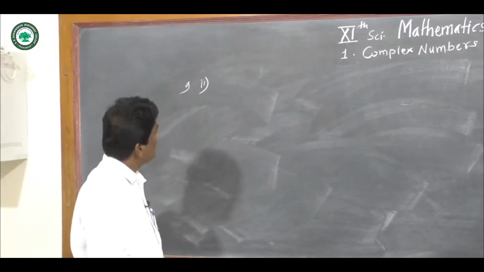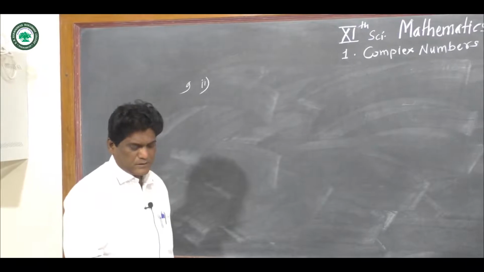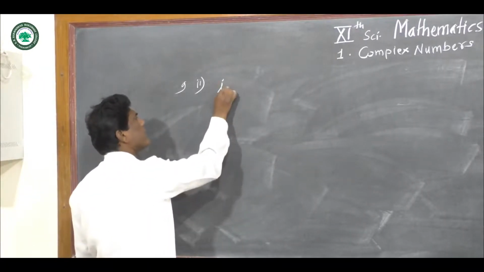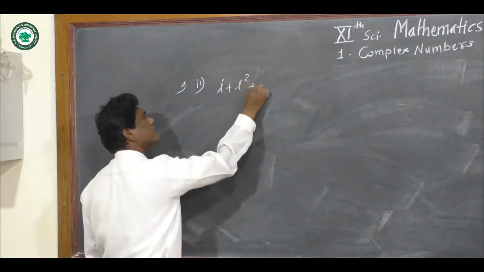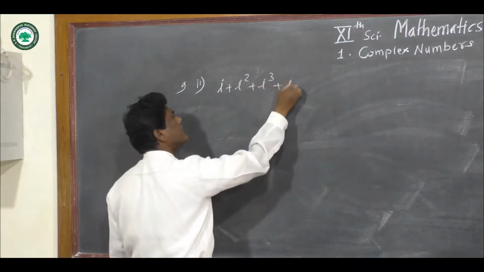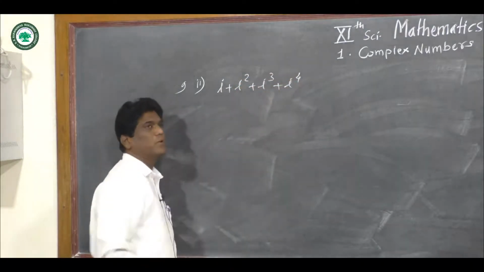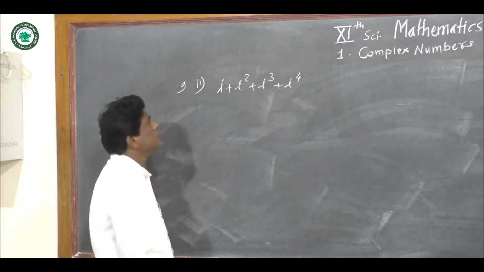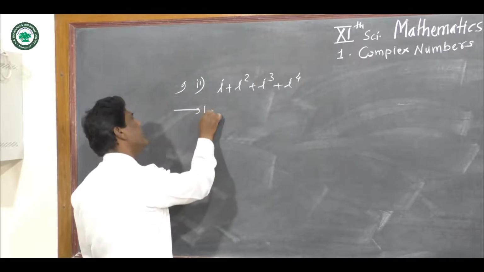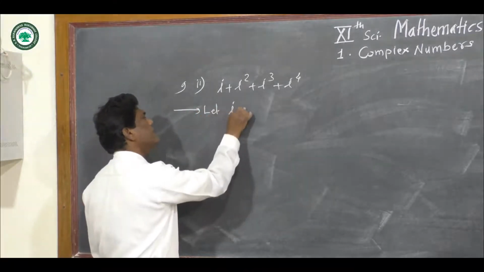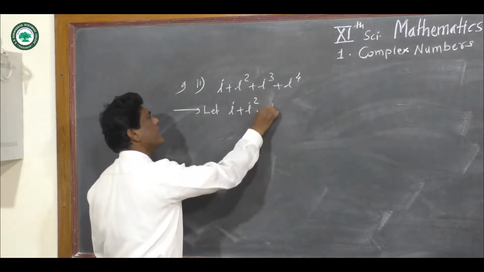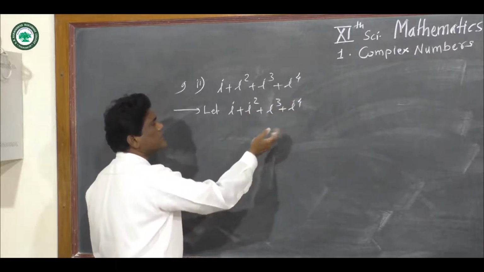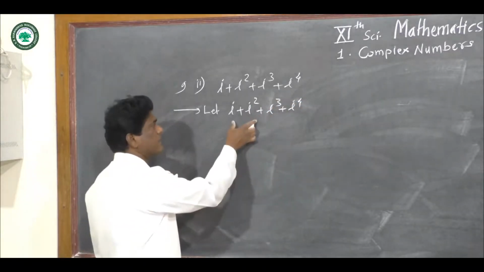We have to find the value of i + i² + i³ + i⁴. Question number 9 is: find the value of this. So the solution: let i + i² + i³ + i⁴. All the powers we have seen; this is the basic part.